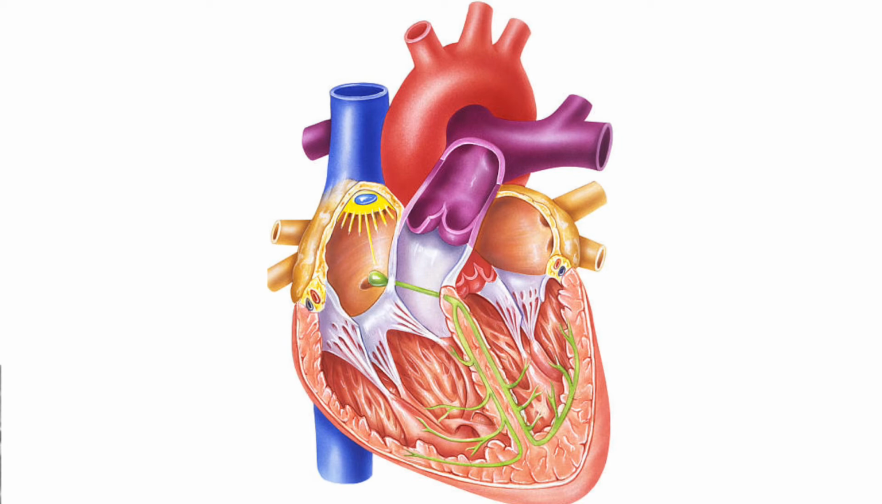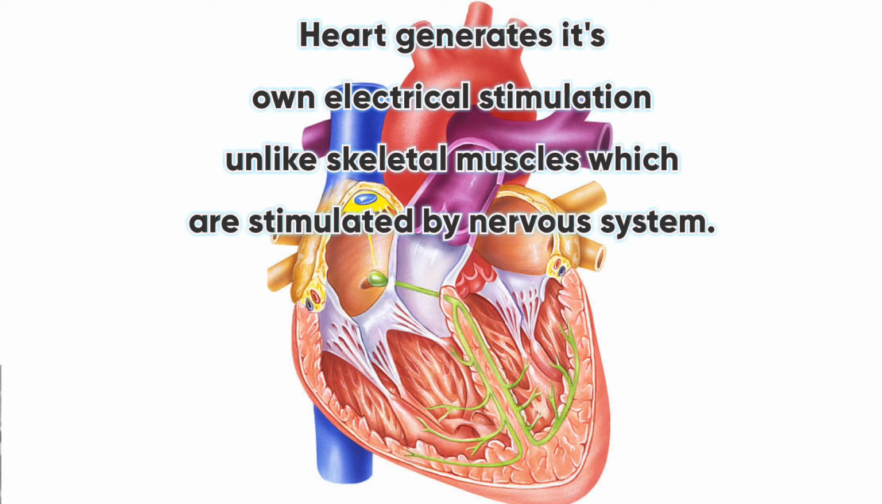Cardiac action potential is caused by the movement of charged ions inside and outside of cells. Unlike the action potential in skeletal muscle cells, the cardiac action potential is not initiated by nervous activity. That is, the heart generates its own electrical stimulation, unlike skeletal muscles, which are stimulated by the nervous system.